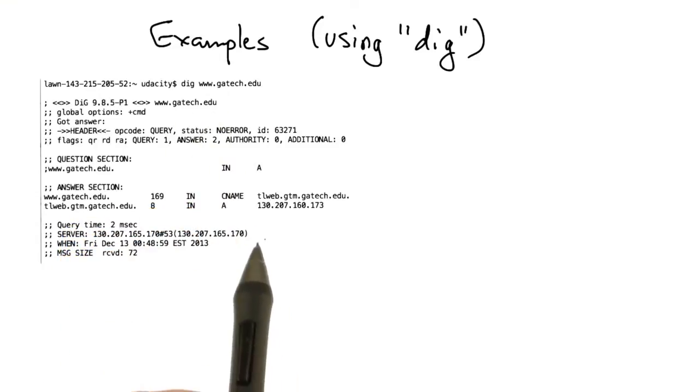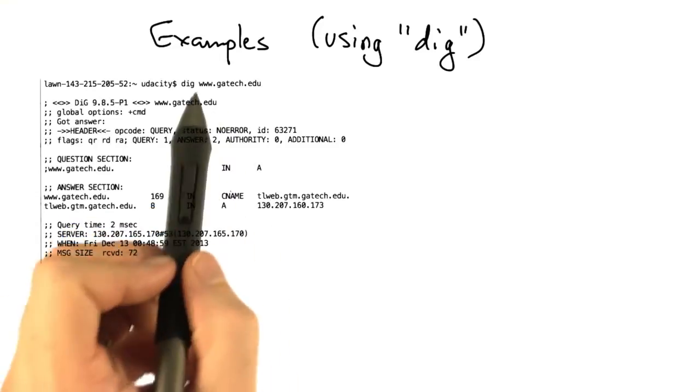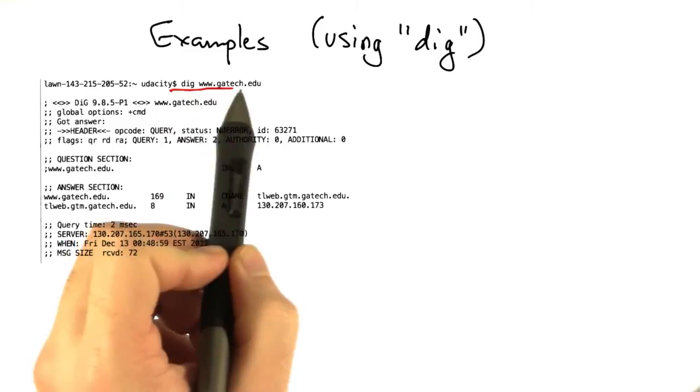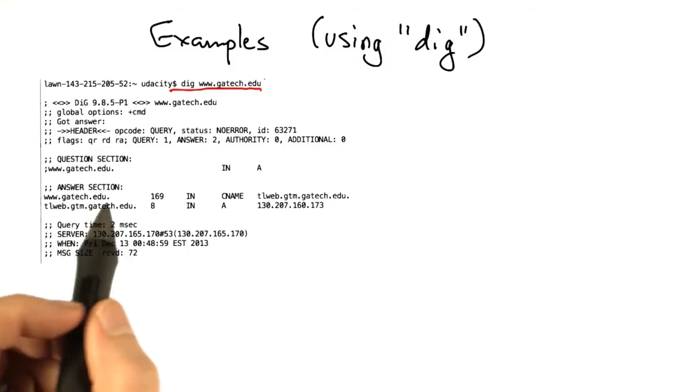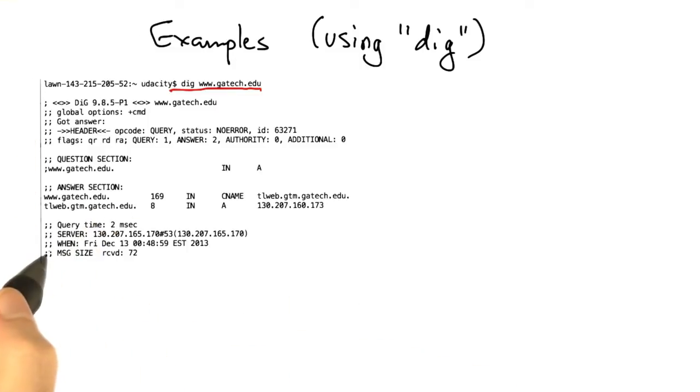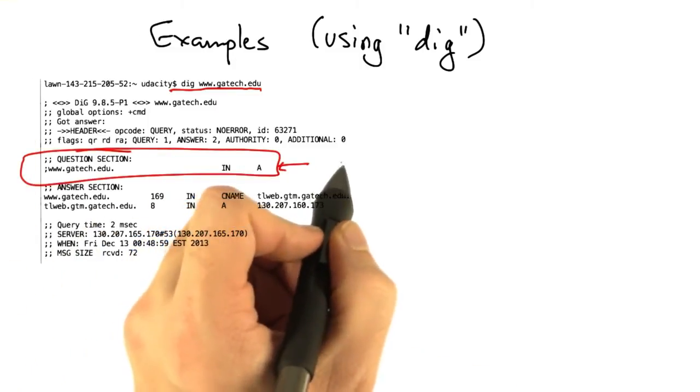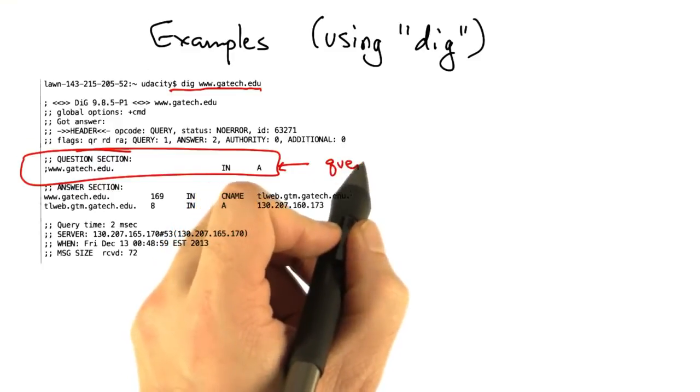Here's an example of a lookup for an A record for gatech.edu. You can try this at your own command line by typing, for example, dig www.gatech.edu. Now there are some interesting things to note in this trace. Here is our query, and you can see that this is an A record query.